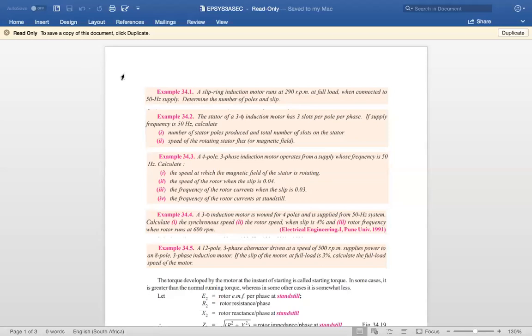Now the first question says a slip ring induction motor runs at 290 revs per minute at full load when connected to a 50 Hz supply. Determine the number of poles and slip.